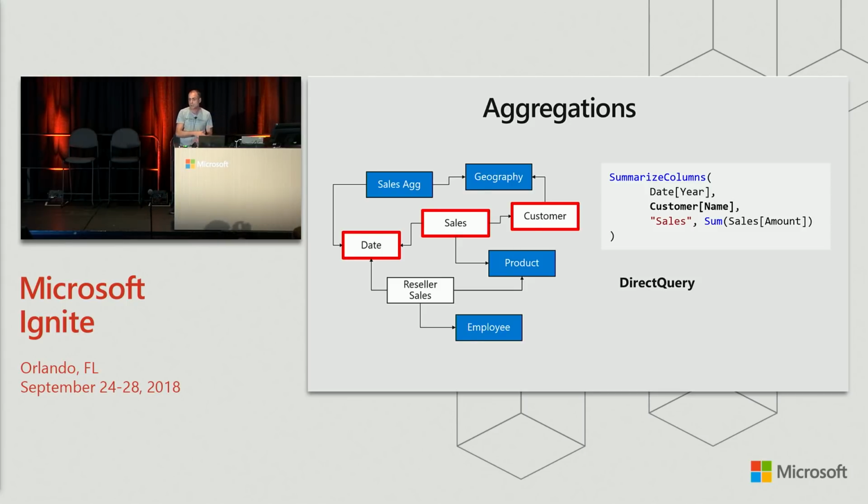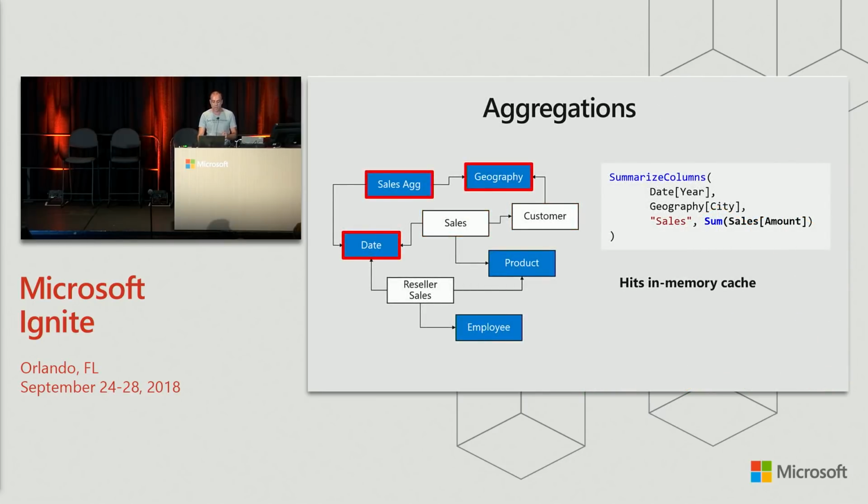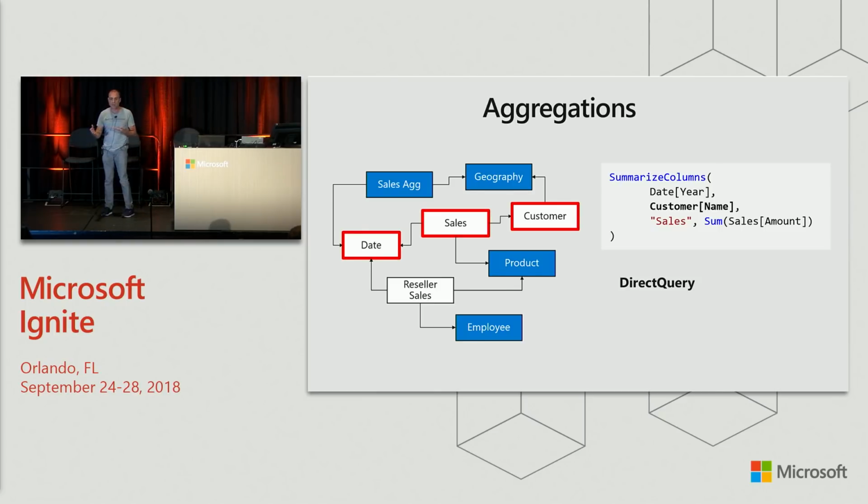All right? Now, one thing that's worth pointing out here is that the date table is white here, representing direct query, whereas it was blue when we were hitting the in-memory cache, right? So the date table flipped back and forth between direct query and import. This is an important concept if you're doing dimensional modeling using aggregations. It's much more efficient for date to have this dual role, right, where it can be both direct query and import.